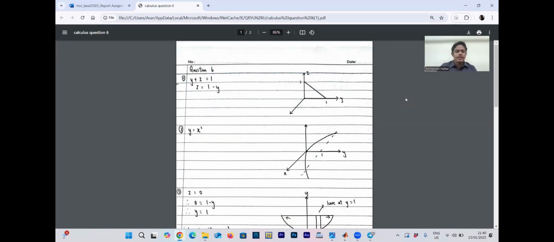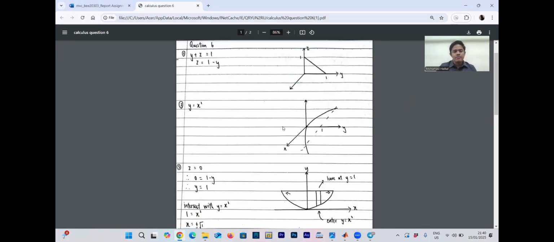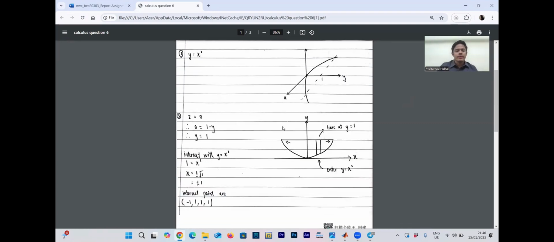Now we move to question 6, which is a triple integration. First we take z equals 1 minus y, and this is the graph. The second one is y equals x cubed, and we get a graph like this. When z equals 0, 0 equals 1 minus y, so y equals 1. So we get a limit for y.